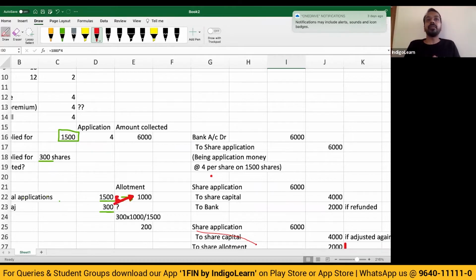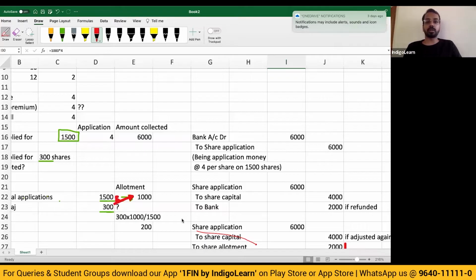But every time this kind of allotment does not happen. The company may refund some applications in full. Then they may give some kind of pro rata allotment to some other shareholders. For some shareholders, they may allot in full. So based on that, we have to calculate how much has been allotted and how much has to be refunded and all of that. For this, we'll take up a question from the study material, and with the help of that, we'll be able to solve it.